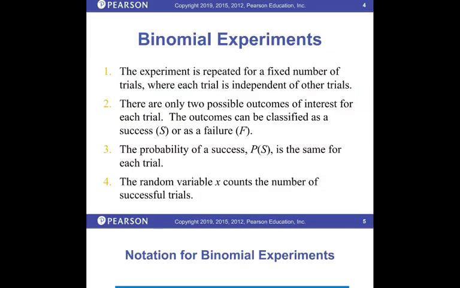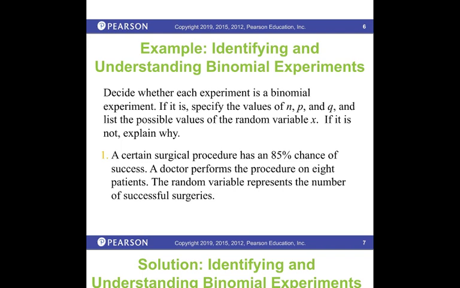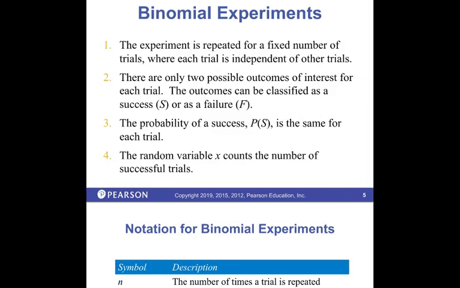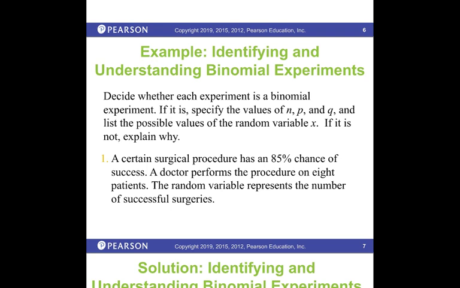The probability of success is going to be the same for each trial. So for each trial, the probability of a successful surgery is about 85%. And the last part, the random variable X counts the number of successful trials. So this is an example of a binomial experiment.